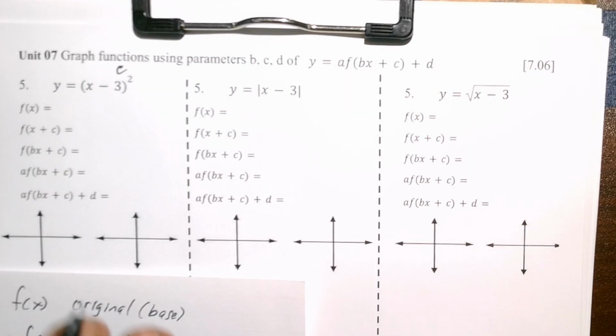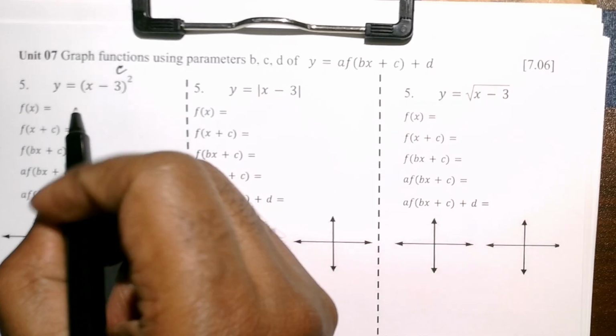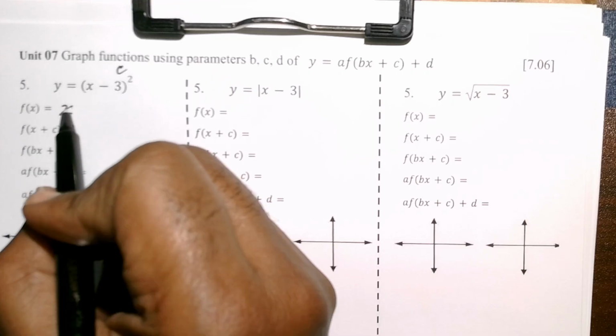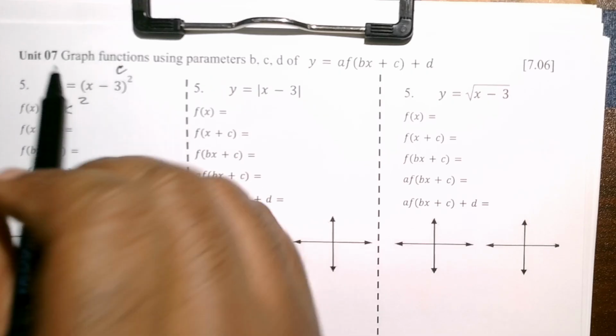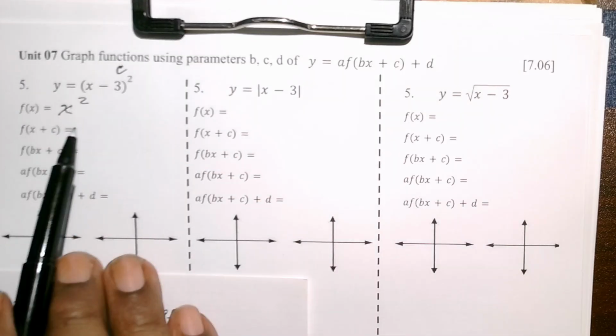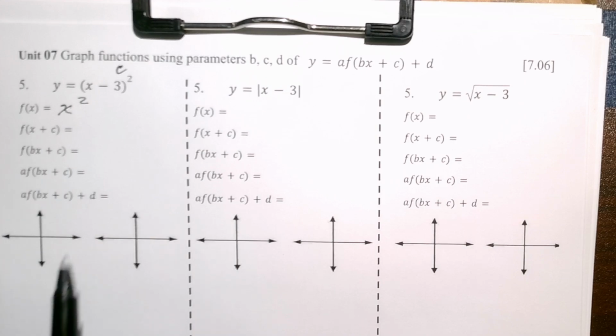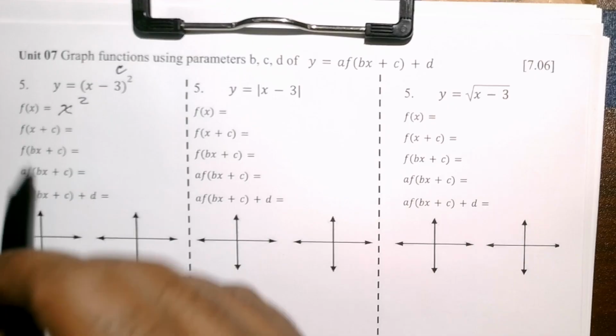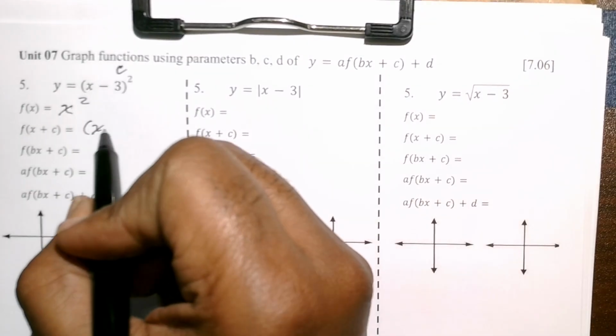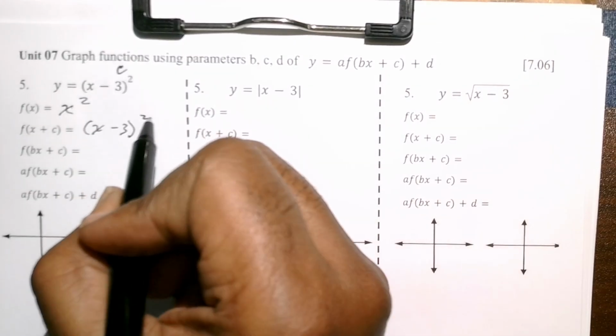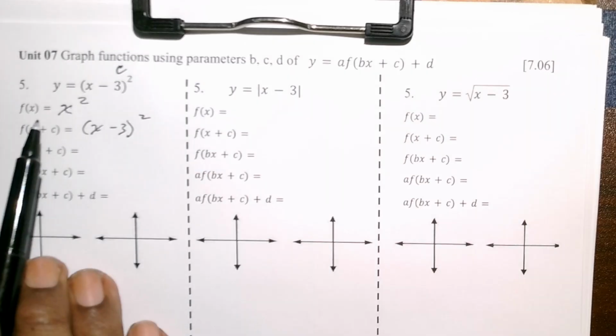So first we're going to remove all parameters and just write the basic function. So what's left is an x and a squared. So this is an x squared function. That's the basic function here. Next, we add our C parameter, which is going to be x, the -3, and squared. And we're going to graph these two.